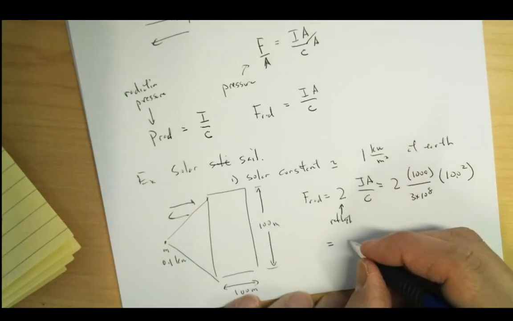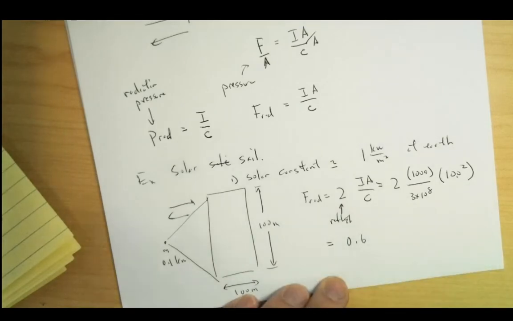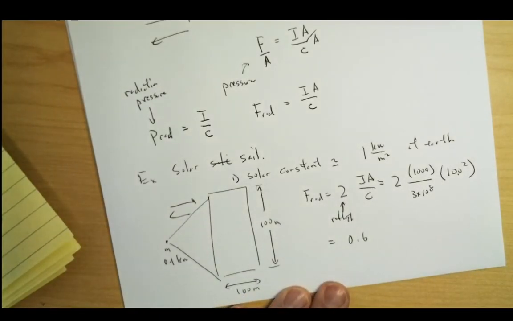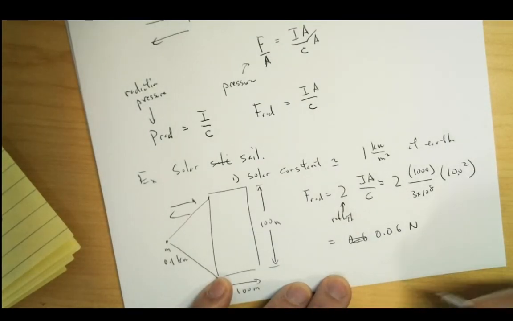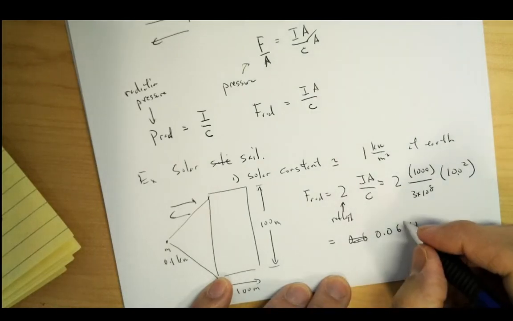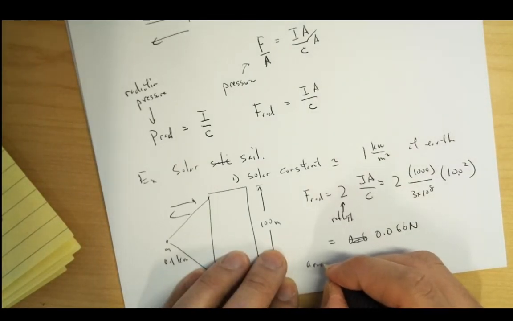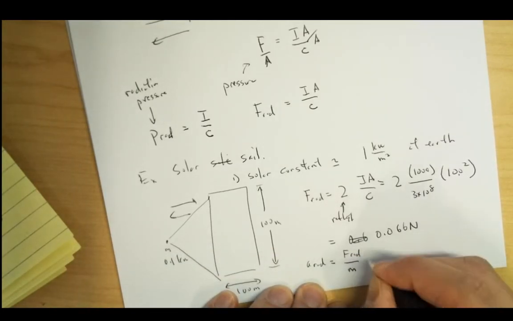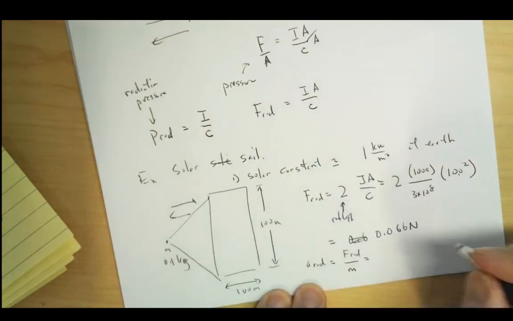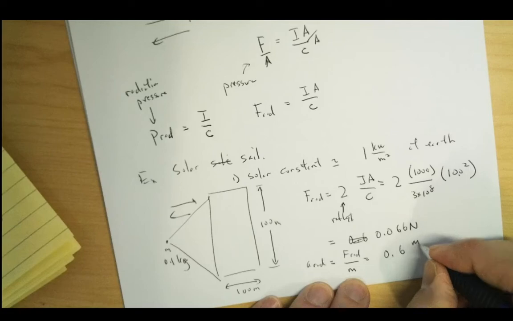It's essentially 0.6. Let me make sure I get that right. Sorry, it's 0.06 newtons, roughly speaking, 0.066, whatever. And then the acceleration due to radiation is basically F rad over m, right? With m at 0.1 kilograms, that's basically 0.6 meters per second squared, right?